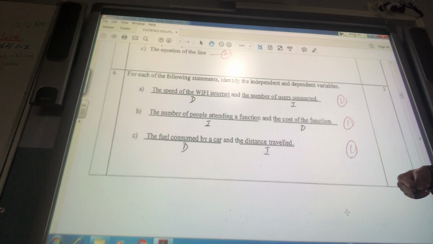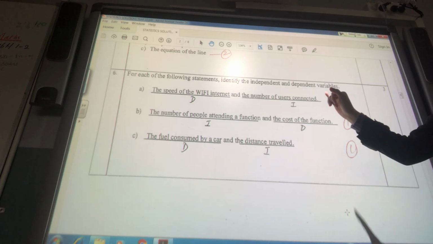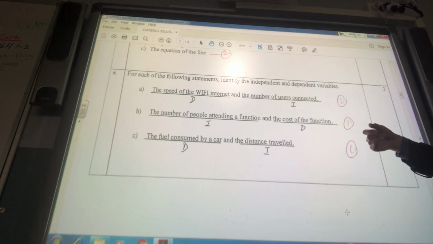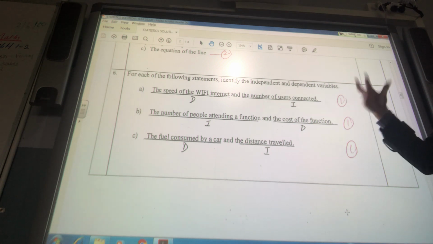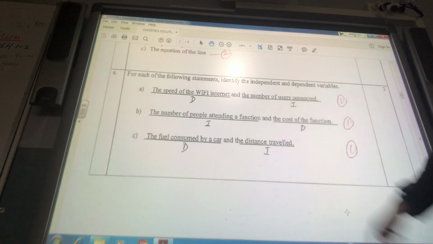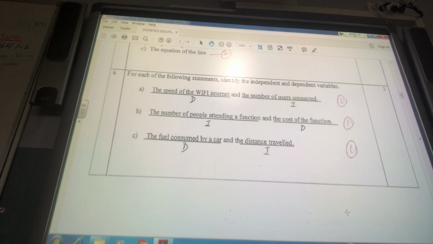Question 6. First one dependent, second one independent. And for B it's ID and C is DI. The only thing that most people got wrong is question B. So the number of people attending a function, the cost of the function. I mean, why would you think the cost is independent? I still don't understand that.